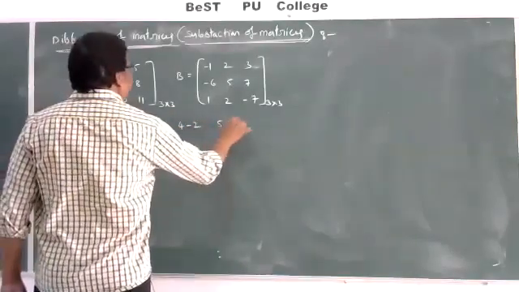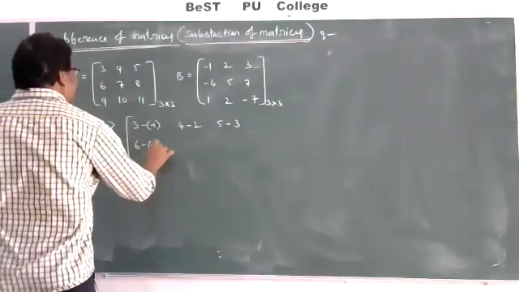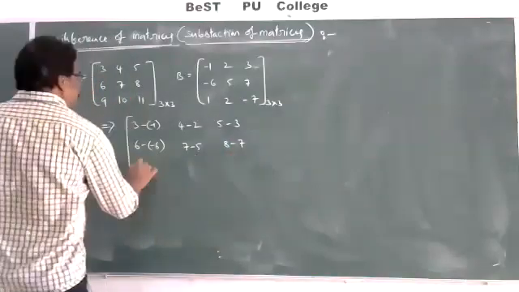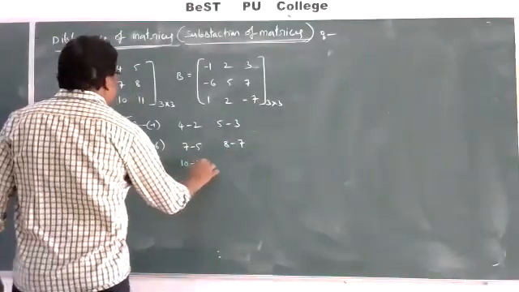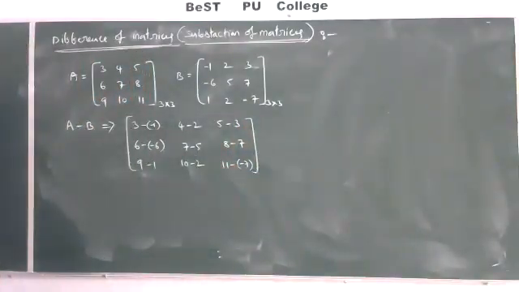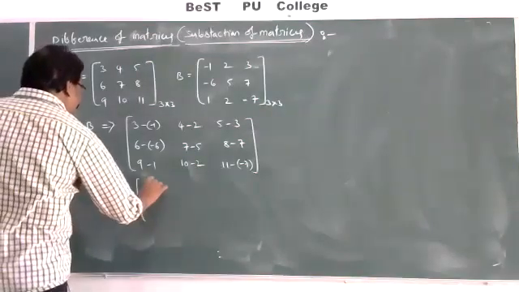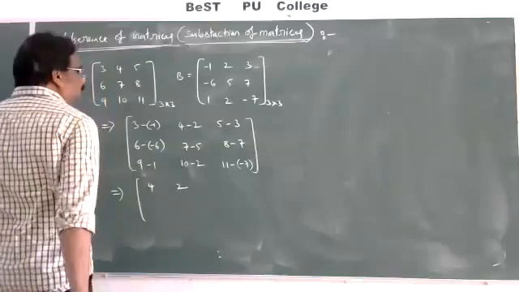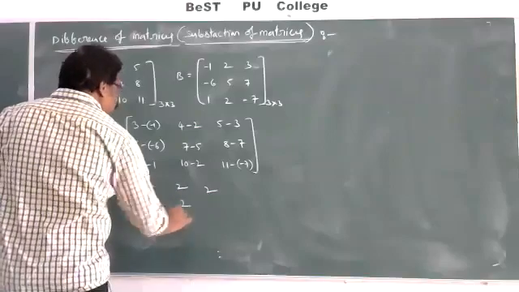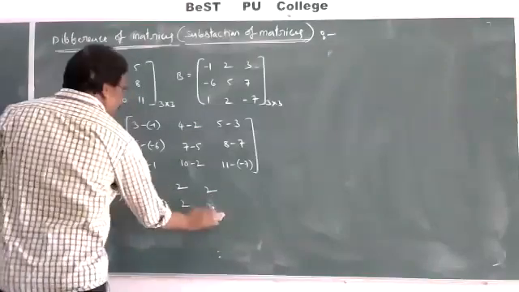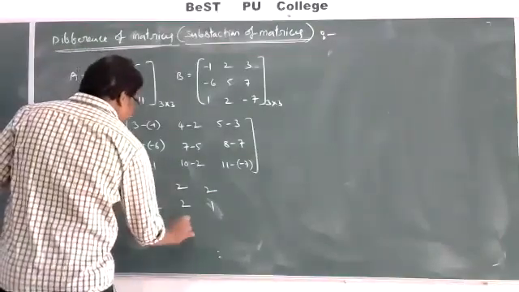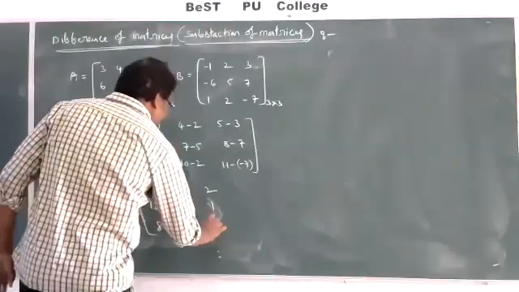4 minus 2, 5 minus 3, 6 minus of minus 6, 7 minus 5, 8 minus 7, that is 9 minus 1, 10 minus 2, 11 minus of minus 7. That implies 3 minus of minus 1, that is 4, 2, 2, 12, that is 2, 1, 8 minus 7, 1, 9 minus 1, 8, 10 minus 2, 8, 11 plus 7, 18.